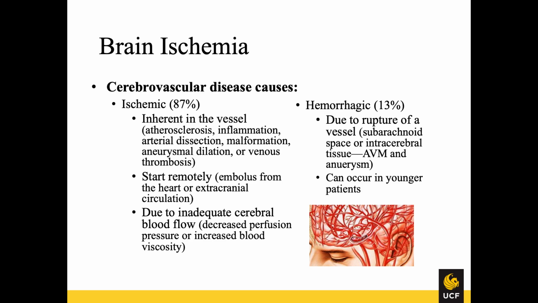The first is ischemic, and ischemic stroke makes up about 87% of all cerebrovascular diseases. And it used to not be that much. We used to think it was about 80-20 in terms of ischemic versus hemorrhagic. But the most recent epidemiologic studies have shown it's actually more like 87-13. I just pulled those data from the Centers for Disease Control, and they were 2019 data, when I was putting this lecture together. But ischemic causes are inherent in the vessel.